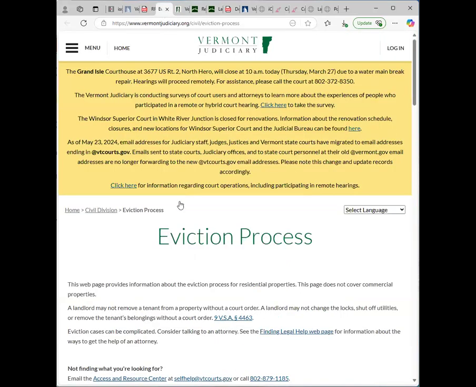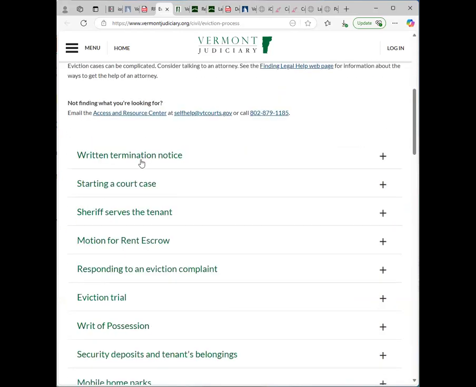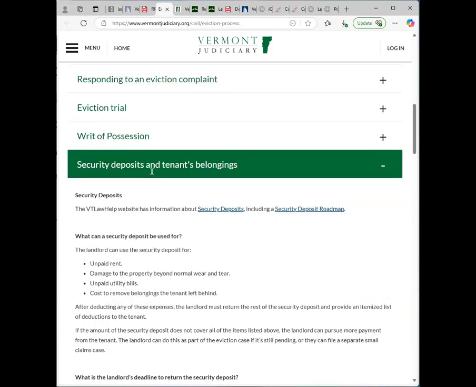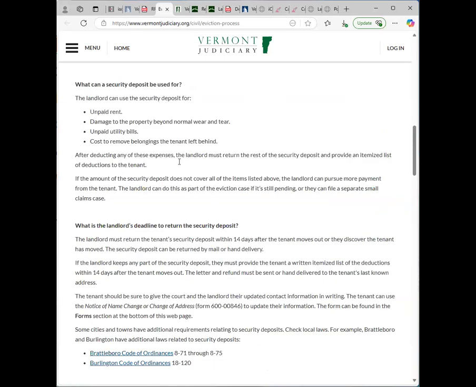vermontjudiciary.org has a whole walkthrough of the eviction process and exactly how it would work: written termination notice, starting a court case. It literally walks you through the whole thing, including security deposits and tenants' belongings. And so you have all of this in here.